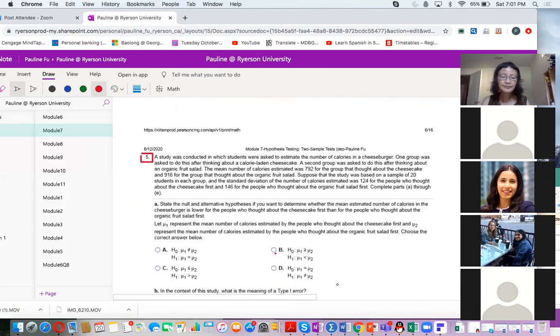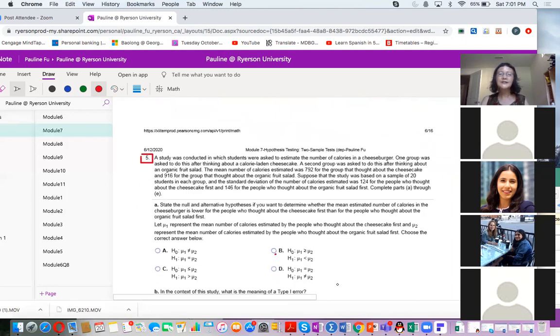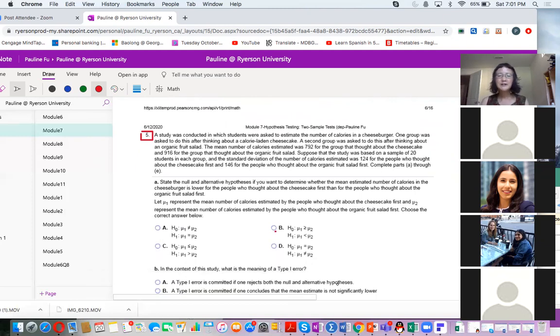Okay, next question is about two population means. So let's read the question. A study was conducted in which students were asked to estimate the number of calories in a cheeseburger. One group was asked to do this after thinking about a calorie-laden cheesecake. A second group was asked to do this after thinking about an organic fruit salad.